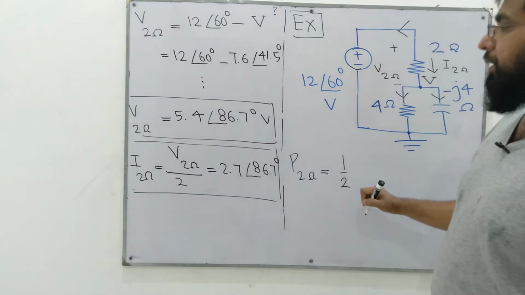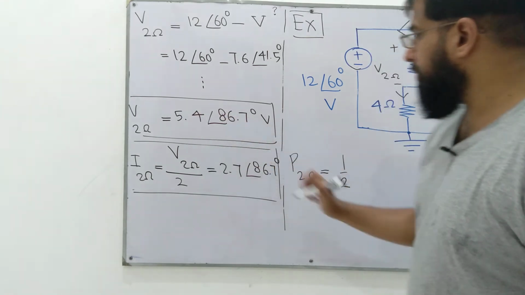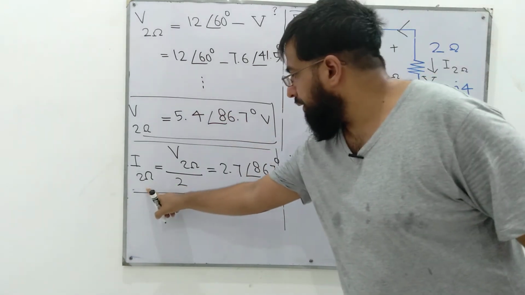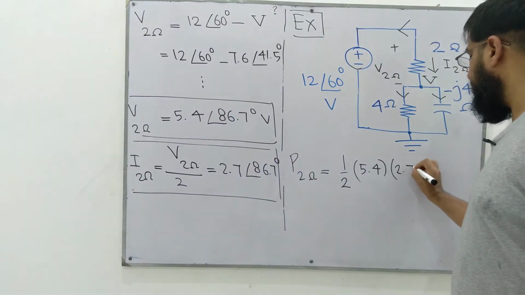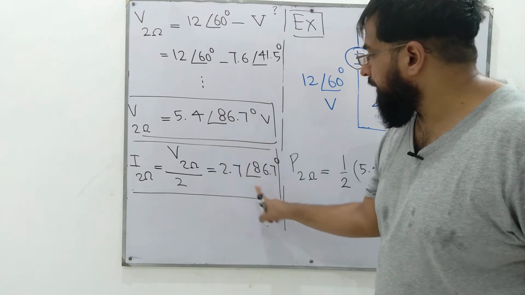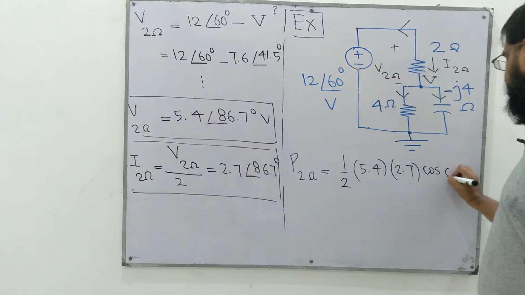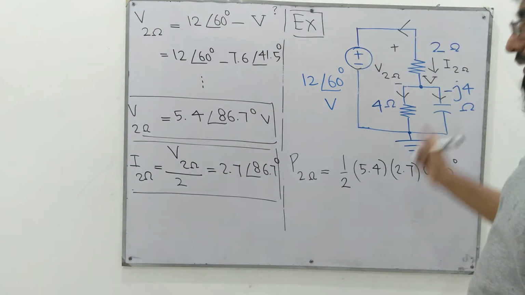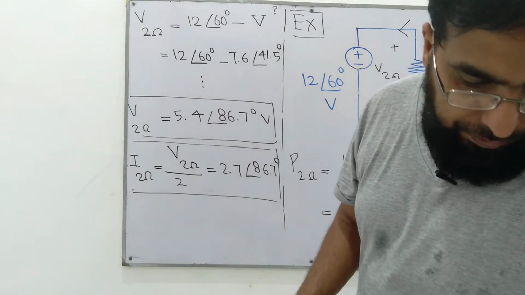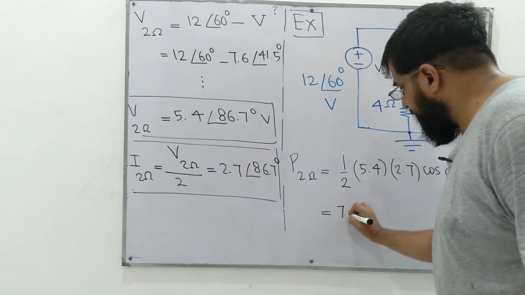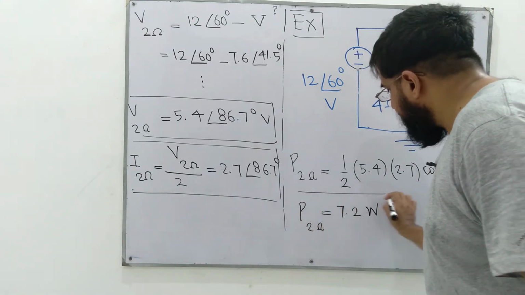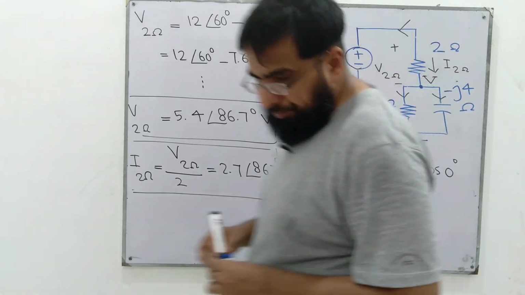One half, the magnitude of the voltage 5.4, the magnitude of the current through it 2.7, times cos of the angle of voltage minus the angle of current. Since they are the same, they are always the same for resistors, cos of 0 is 1. So the power absorbed in the 2 ohm resistor comes out to be 7.2 watts.